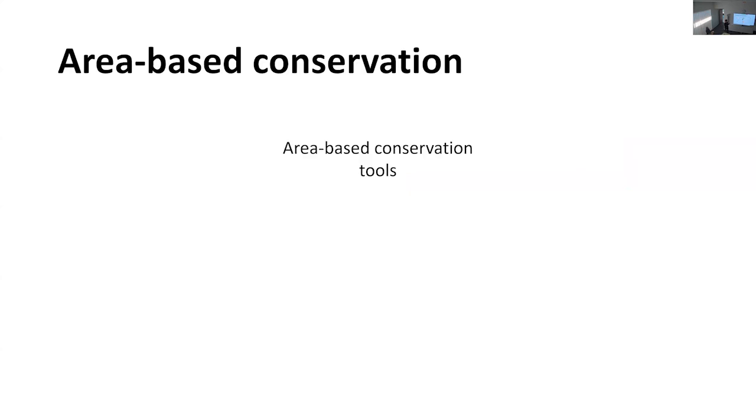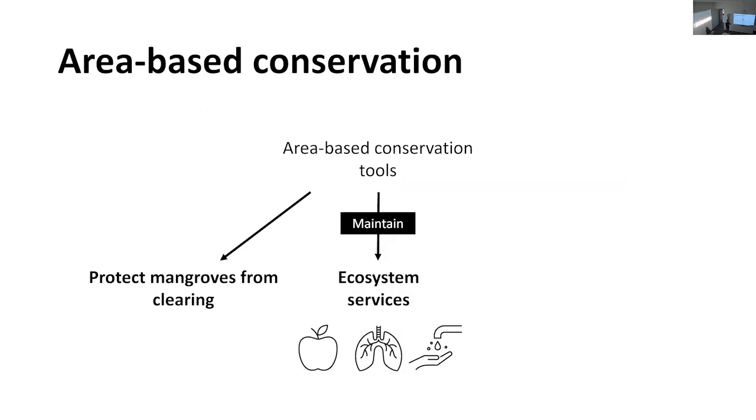With area-based conservation tools, we can try to protect mangrove areas from clearing and also try to maintain the ecosystem services. However, the idea of our studies was to see how we can select areas that provide the most ecosystem services, and also how we could include climate change when we develop networks of area-based solutions.